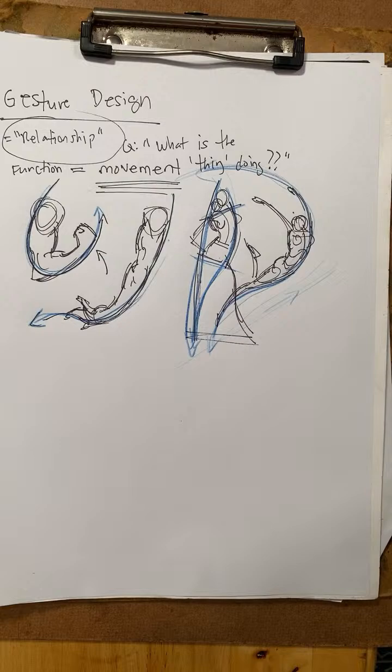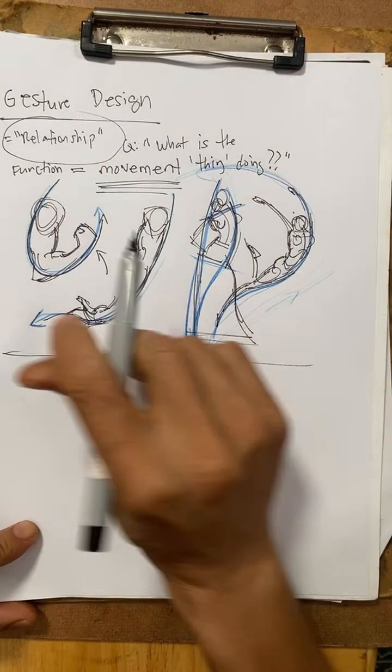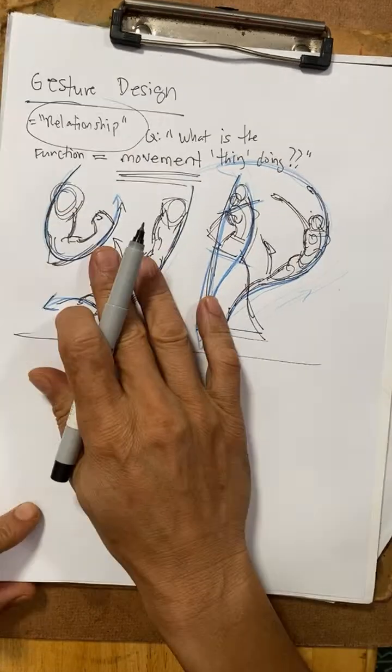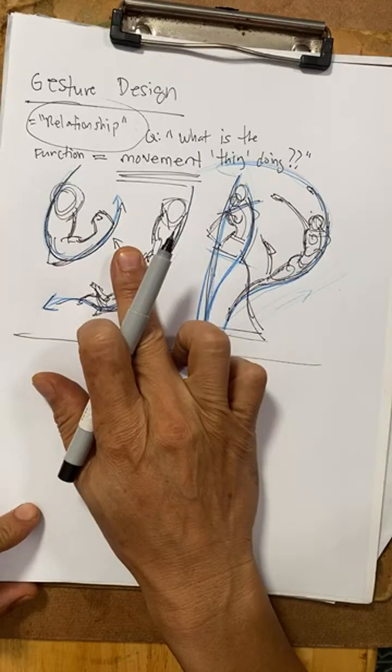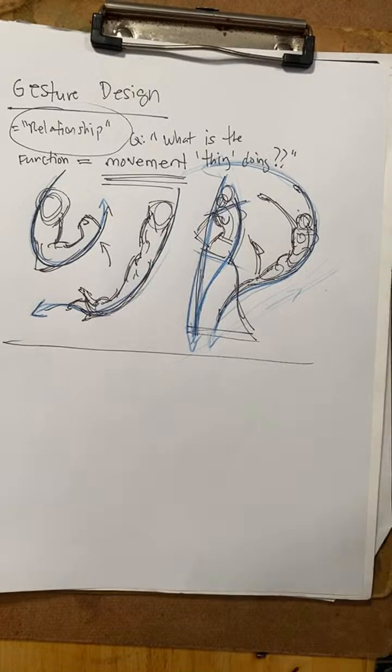So that's the main function for me when I draw a gesture from a model. The main function for me is I've got to communicate the movement of the form, the whole figure and the forms. And we'll talk about how we can get there in a minute.